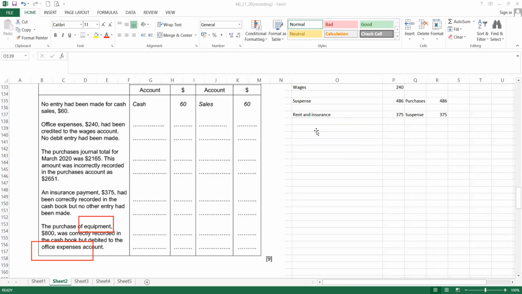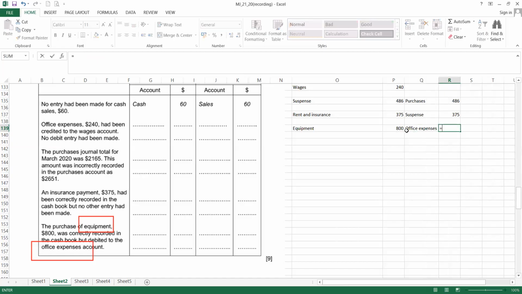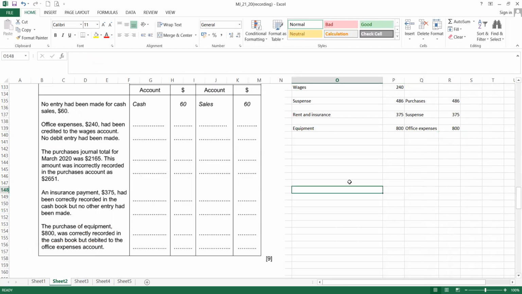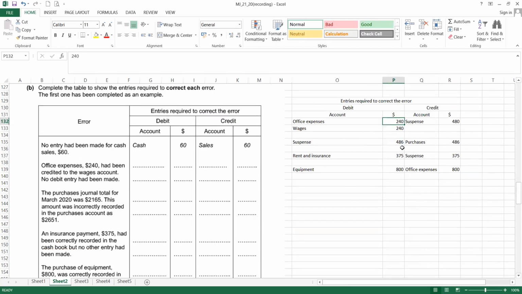So for the error of principle, we put back the equipment: debit equipment, the amount 800, and we reverse the wrong account, which is the office expenses, the amount 800. So all the adjustments we already did. Each of these, they give you 1 mark for the item that you recorded, debit and credit.